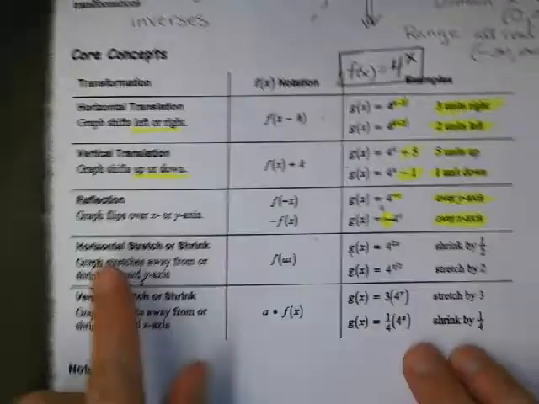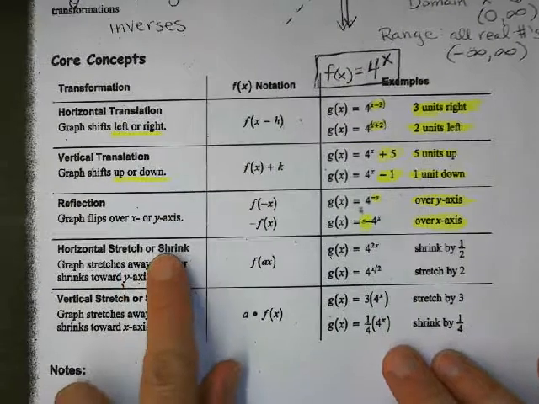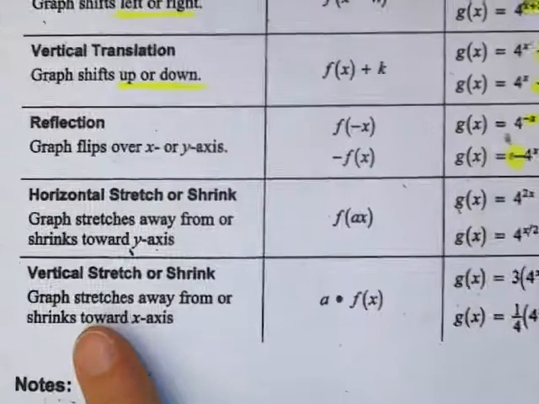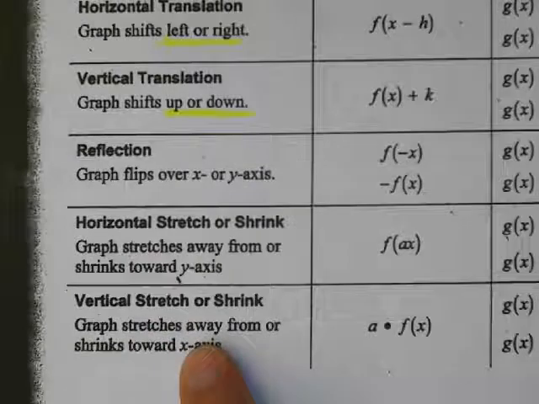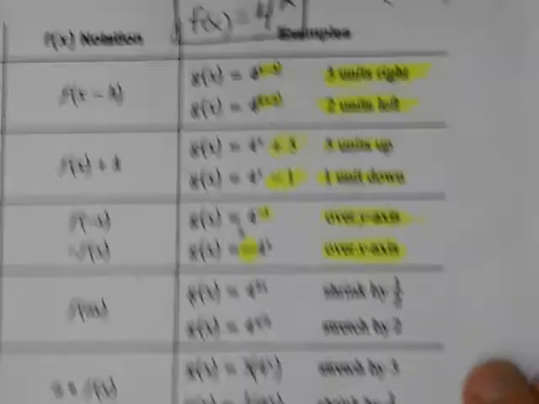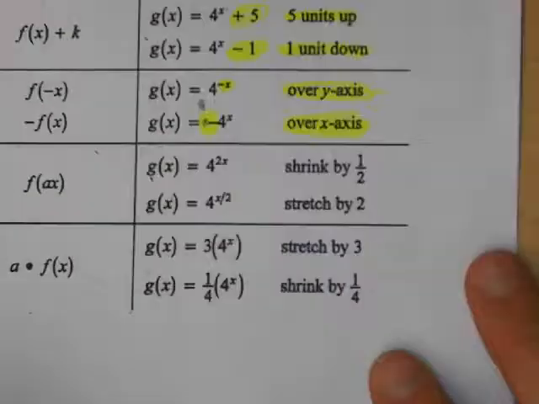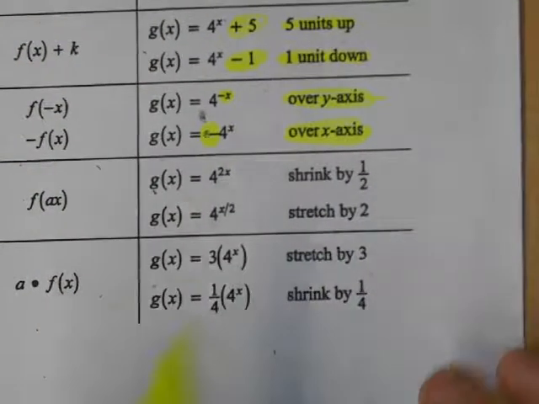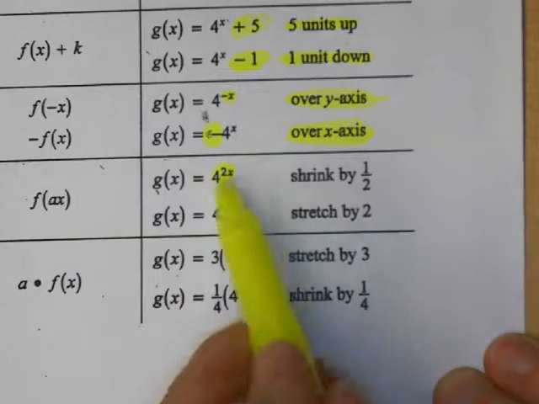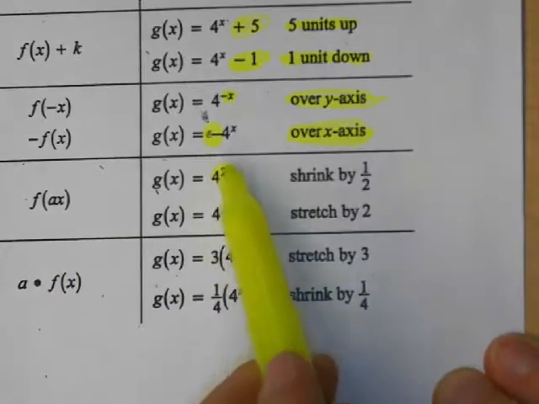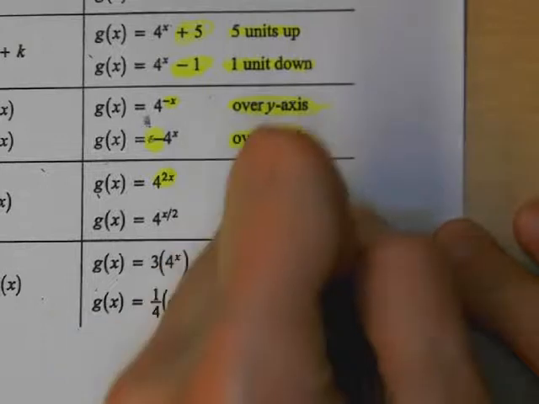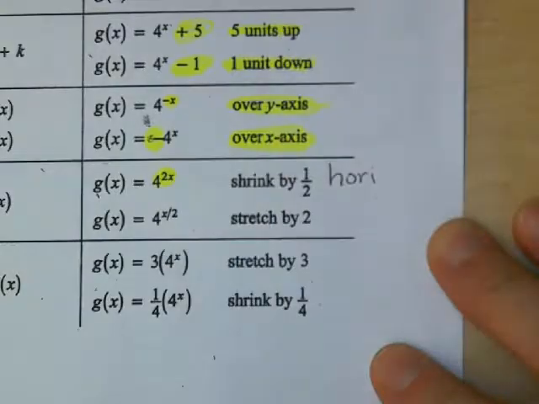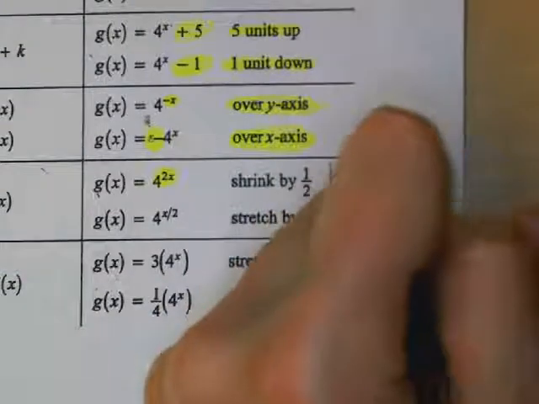Graphs can also have horizontal stretches and shrinks, or vertical stretches and shrinks. Okay, so I'll zoom that in. Again, the notes here, I like this little note page because it gives an example of each one. If they put a number up in the exponent in front of the variable x, 4 to the 2x power, then they call that a horizontal shrink. Shrink by a half, but there's a difference between horizontal and vertical. So this one's called a horizontal shrink.